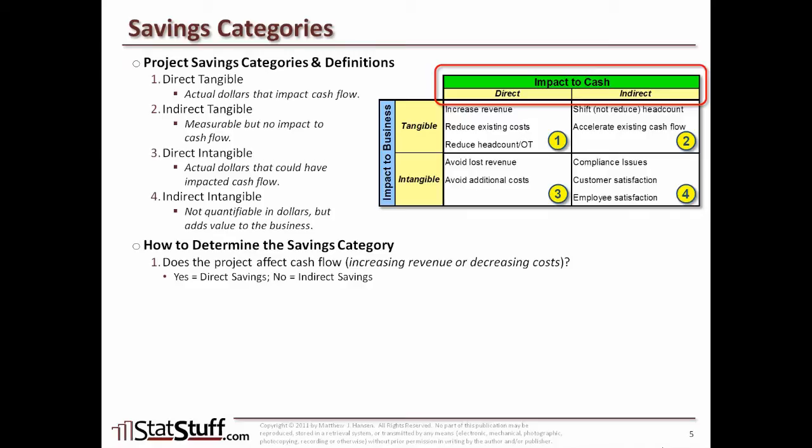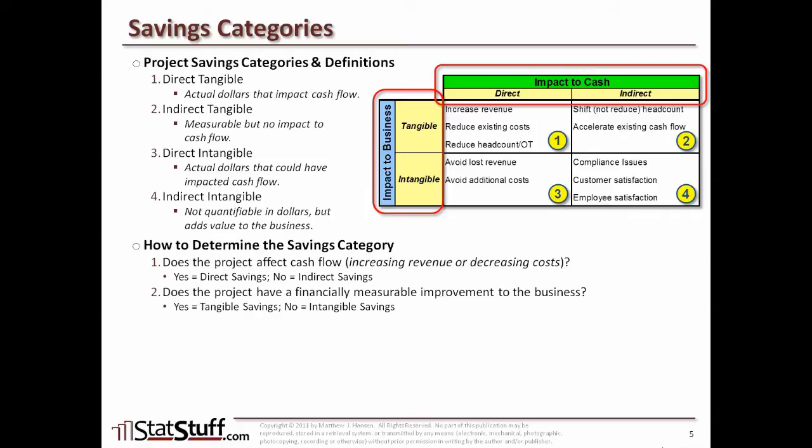Again, it would be either direct if it is increasing revenue or decreasing costs, and if it's not doing either of those, then it would fall to the right column, which is an indirect type of savings. The second question would basically be, does the project have a financially measurable improvement to the business? So if you can't measure it to the business, then it's probably going to be an intangible savings that would fall into the lower row of that matrix. Otherwise, if it is tangible, something that you can measure for the business, even though it may not be something realized in cash, that's okay. But if it's something you still can measure, for example, again, you've reduced the workload for certain employees and now you've shifted the responsibilities for those employees to something different.